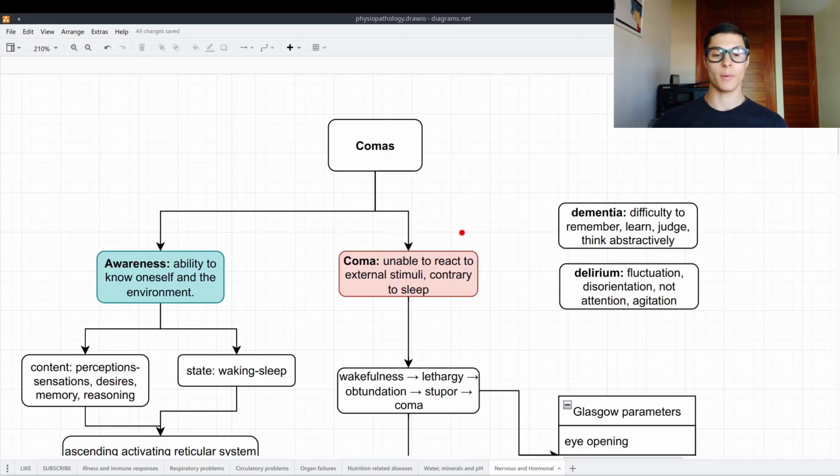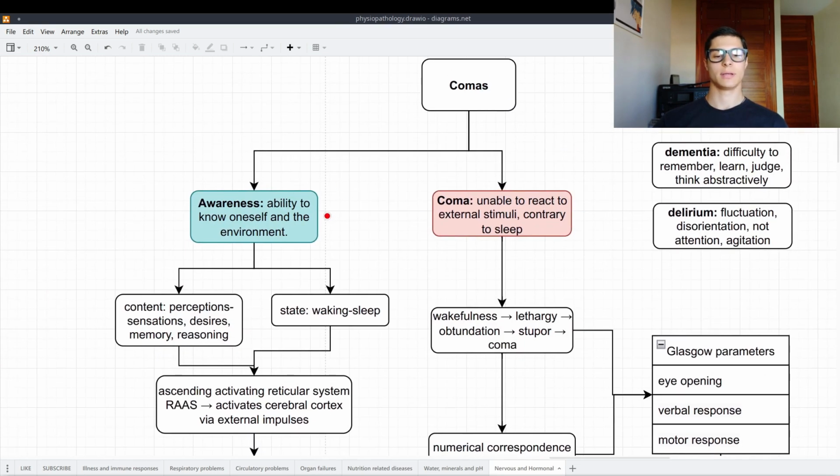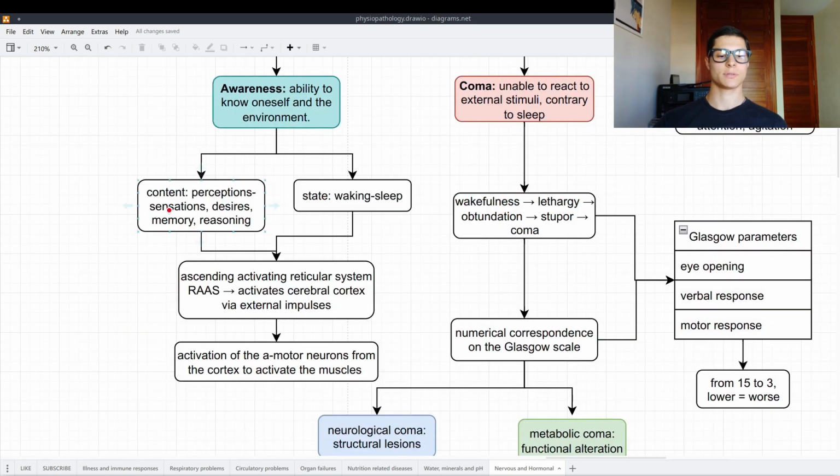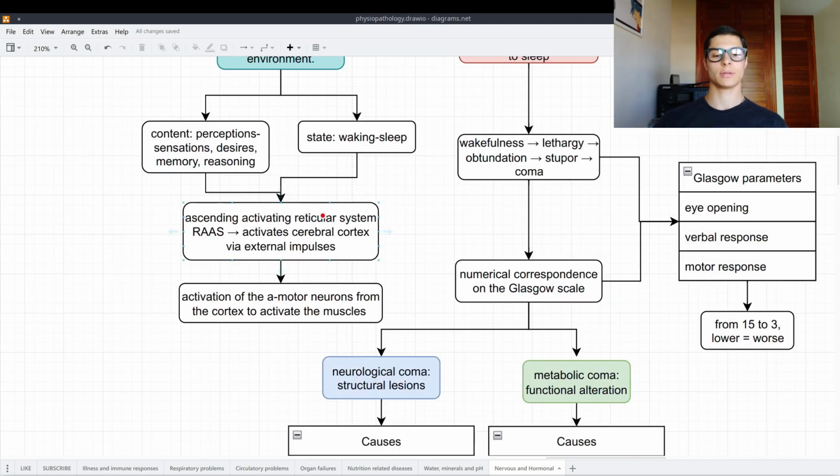Now we talk about comas. What is awareness? It is the ability to know oneself and the environment. The content: perceptions, sensations, desires, memory, and reasoning. A state, waking or sleep. The ascending reticular activating system activates the cerebral cortex via external impulses. Activation of the alpha motor neurons from the cortex activates the muscles. This is how we function normally.